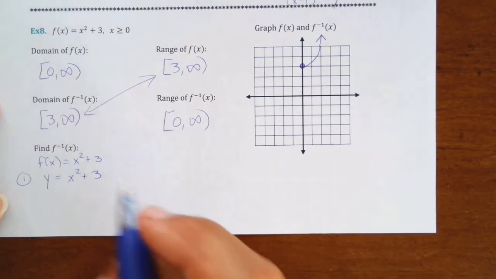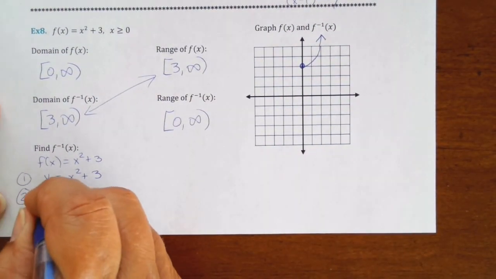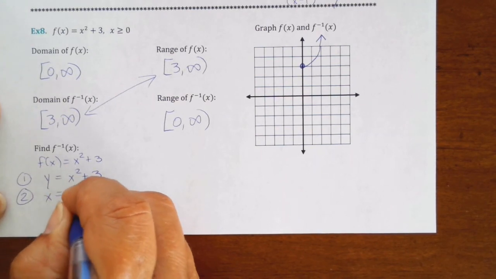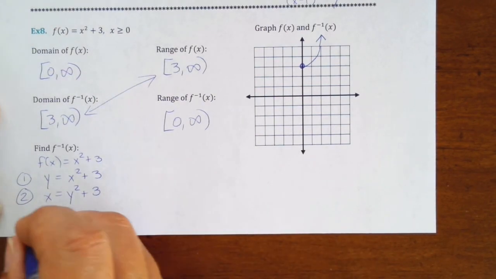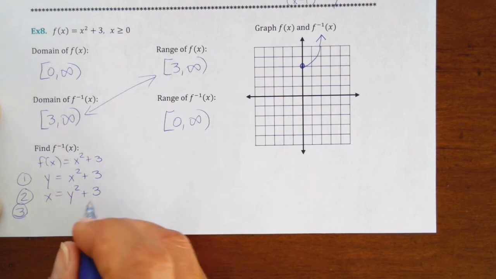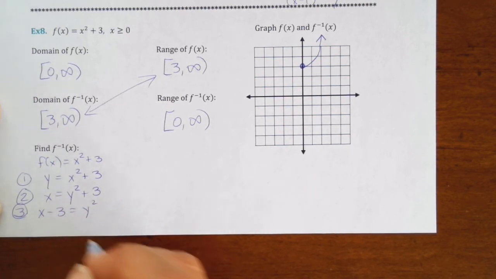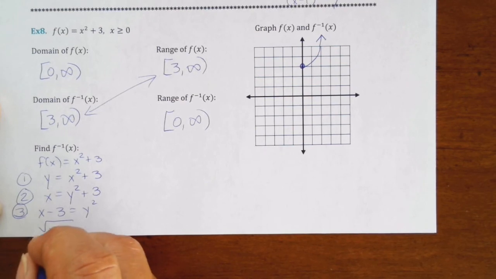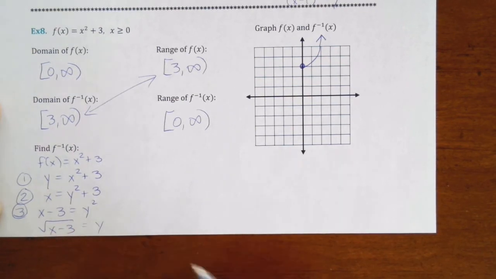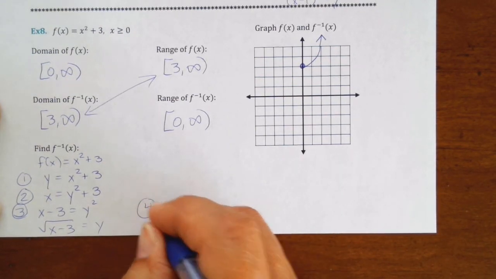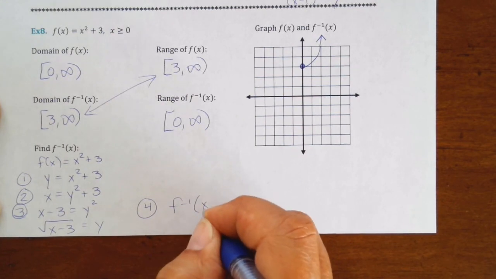Step 2 is to interchange the x for y and the y for x's. And then we're going to solve for y. So subtract 3 over to this side. And then we're going to take the square root of both sides to undo y squared. And then step 4 is to write it in function notation.